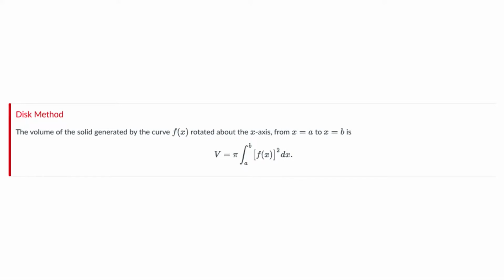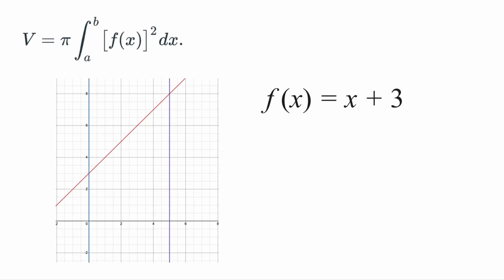If you remember from the course note page, we know that the volume of a solid generated by the summation of a bunch of disks is pi times the integral from a to b of f of x squared dx. So now let's find the parts of this formula.